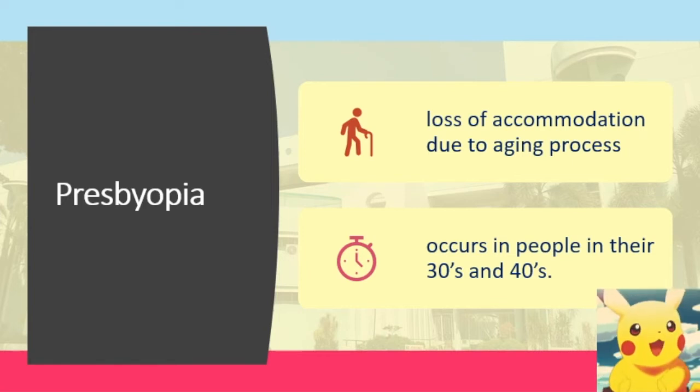Which would be indicative of lessening of the effective powers of your accommodation, a decrease on these powers. This occurs because of the hardening of the lens due to the aging process. And that would lead to blurring of near vision, and they would have visual fatigue when doing close eye work. Okay, so the management for this is the use of your convex reading glasses.